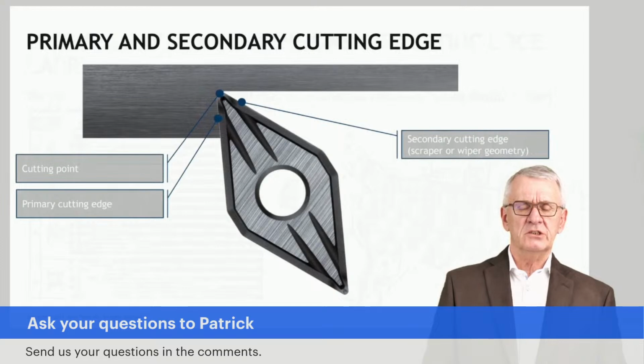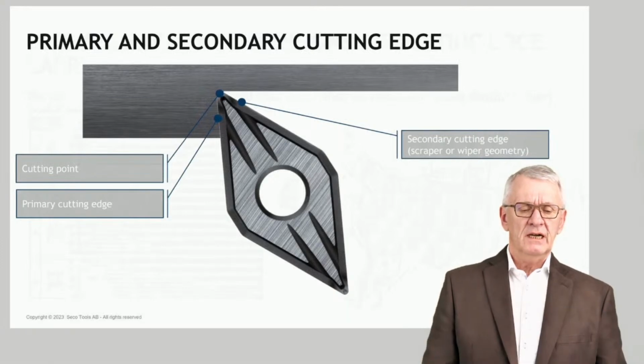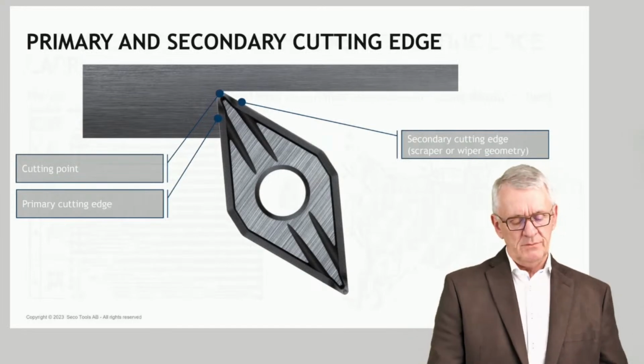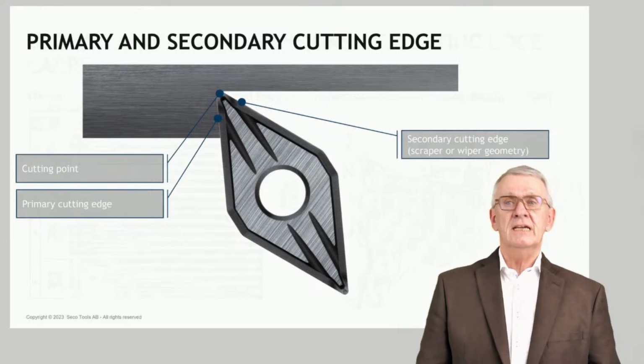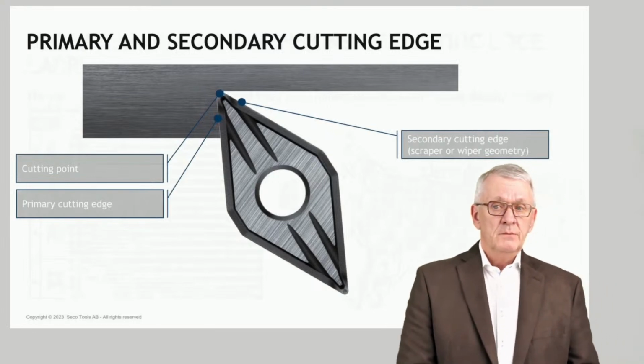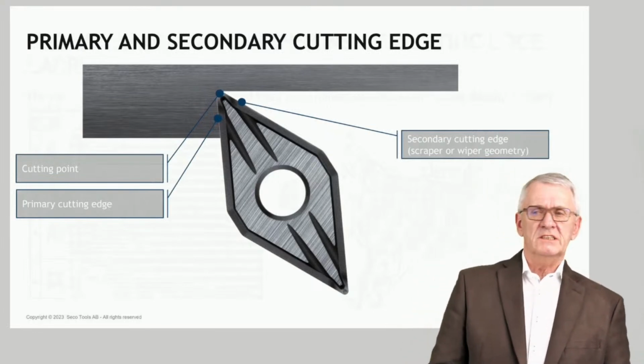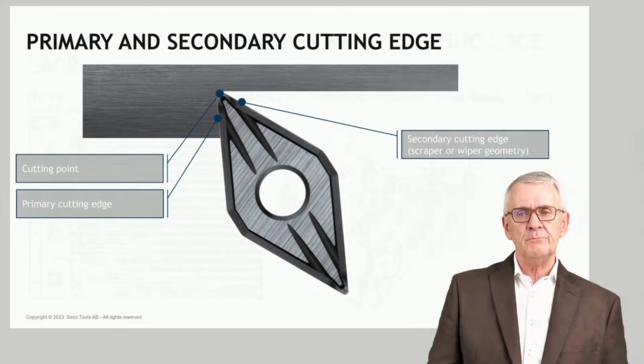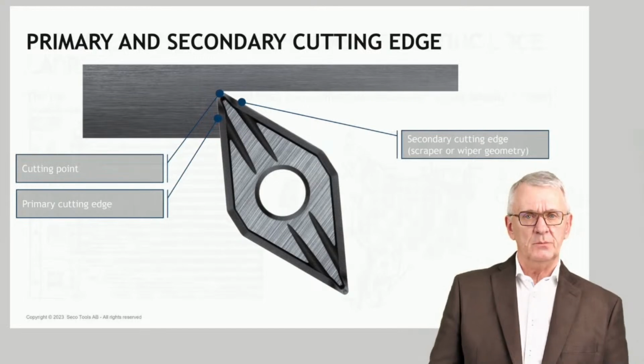I have been talking so far about the main cutting edge or primary cutting edge. I'm pretty sure some of you were thinking, if there is a primary, there must be a secondary. Indeed, there is. The primary cutting edge of a cutting tool is the cutting edge doing the actual machining. That primary cutting edge ends in the cutting point. And if you move over the cutting point, you end up at what is referred to as the secondary cutting edge.